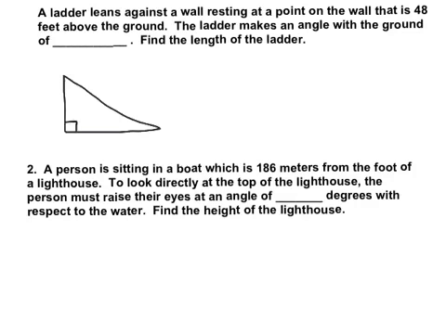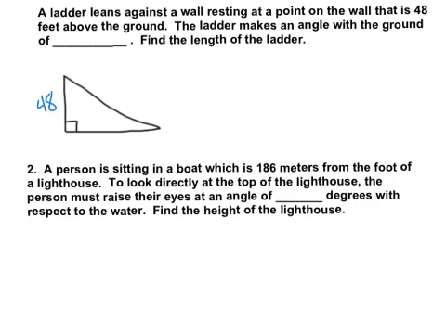So the first one says a ladder leans against a wall resting at a point on the wall that is 48 feet above the ground. So a ladder leans against the wall. Well, if you look at your triangle, this has to be the ladder. It's the one that's leaning. Walls we're going to assume are vertical. The ground we're going to assume is horizontal, and there's always a 90-degree angle between a wall and the ground. So 48 feet above the ground, that means that 48 is going to be the wall side.